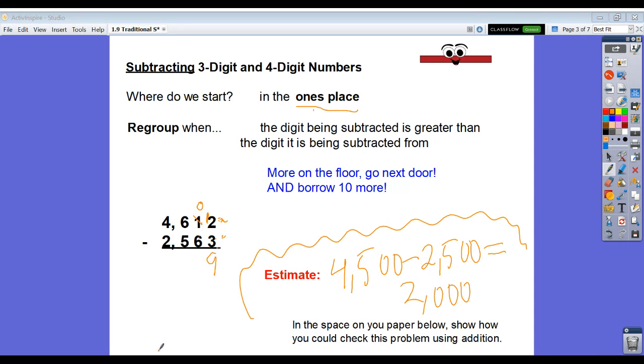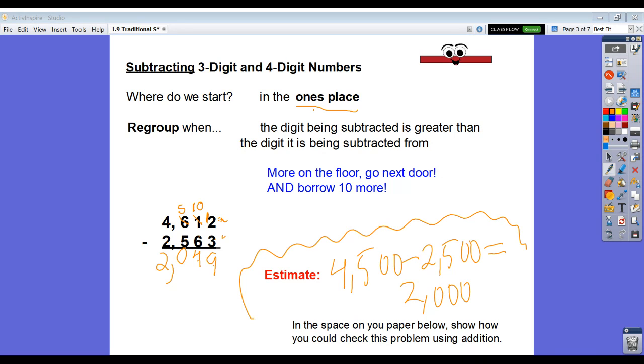0 minus 6. Can we do it? Nope. More on the floor. Go next door. Borrow 10 more. This 6 becomes a 5. And this 0 becomes a 10. 10 minus 6 equals 4. 5 minus 5. Can we do it? 5 minus 5, 0. 4 minus 2 is 2. And I'll go back 1, 2, 3, comma. And my final answer, read it with me, 2,049.